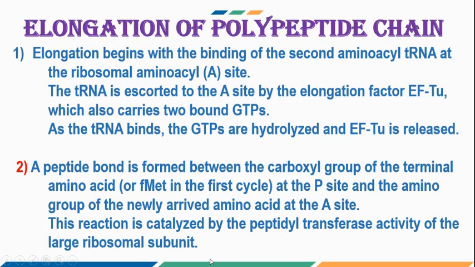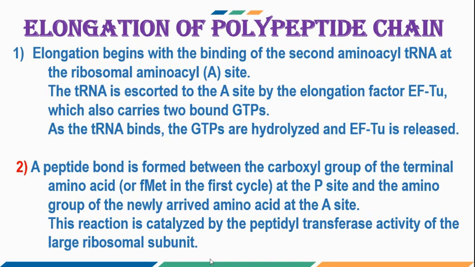After initiation, there is elongation of the polypeptide chain. Elongation begins with the binding of the second amino acid tRNA at the ribosomal A site. The tRNA is escorted to the A site by the elongation factor EF-Tu, which also carries two bound GTPs. These GTPs are hydrolyzed and the energy is utilized. After binding of the tRNA, EF-Tu is released.